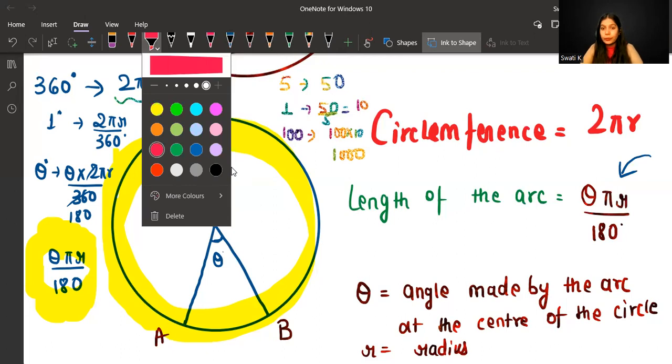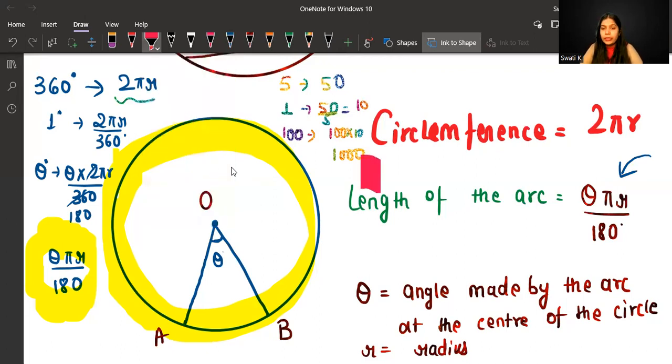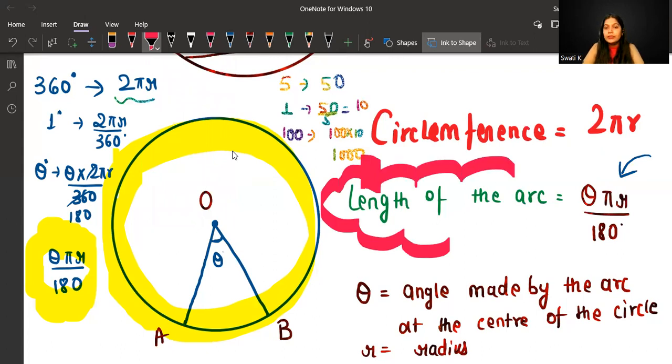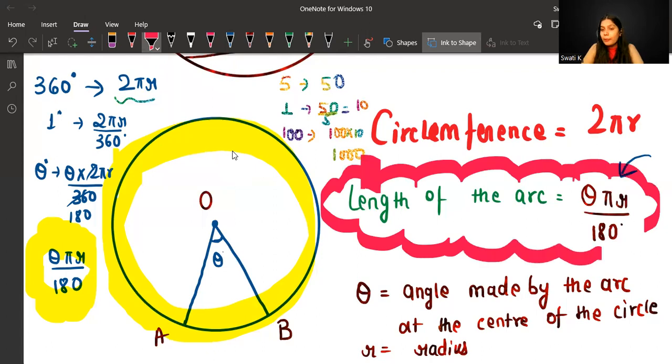Will you take 22/7 or will you take 3.14? So it depends on you. When the value of pi is not mentioned in your question, you are free to choose any value of pi of your choice, either 3.14 or 22/7. But if the value of pi is mentioned, for example, it is written, use pi as 3.14.